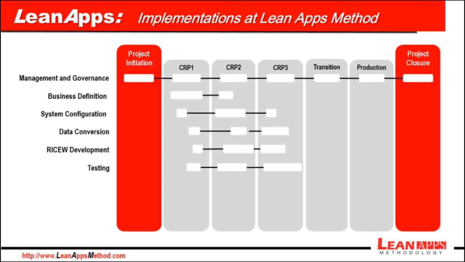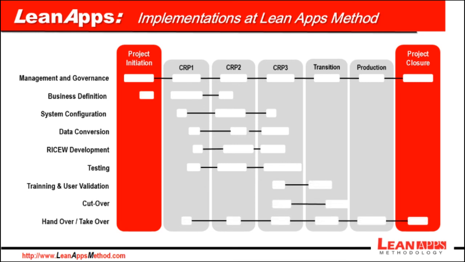Next process is testing. It starts with the test scripts created during CRP1 and continues until the third CRP. It does not include user validation tests. The remaining three processes are just like upgrade projects. They are training and user validation, cutover, and handover takeover.